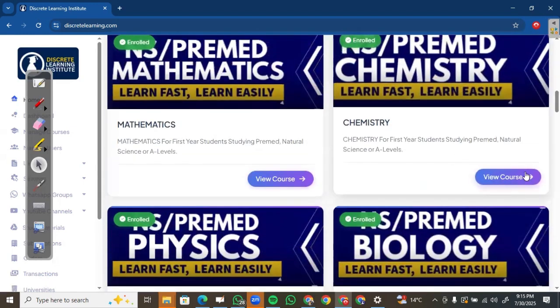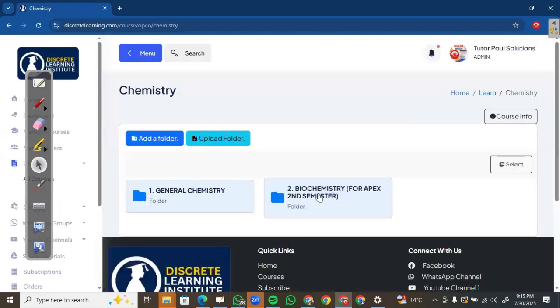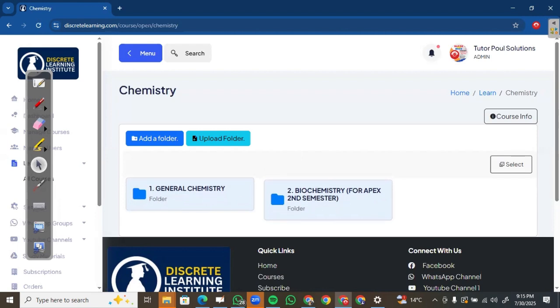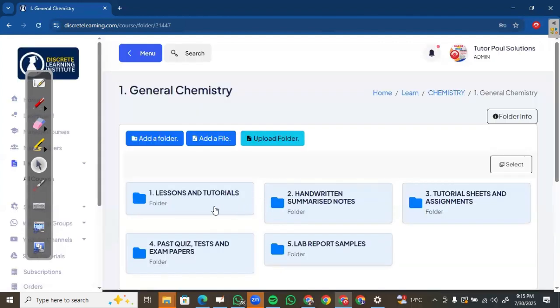If we go into chemistry here, you're going to find 4 folders. This is your semester 1. This one here is for your semester 2. Your seniors will go into this folder, but for you, you just go in general chemistry. You find tutorials and lessons. Here you find lessons and notes on each topic that you can think of in chemistry.